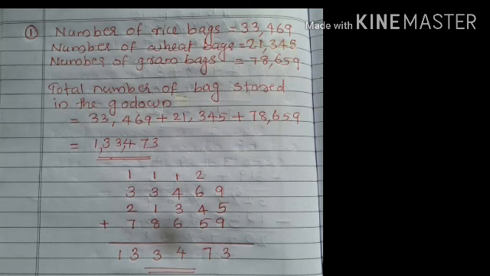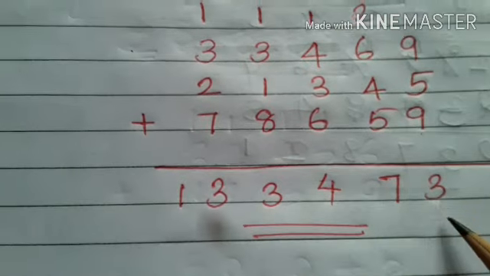the number of rice bags that is given in the question, 33,469. Number of wheat bags, 21,345. Then number of gram bags, 78,659. Then find out the total number of bags stored in the godown. Add the three numbers. We get the solution. The answer is 1,33,473. Add these three numbers, we get 23.